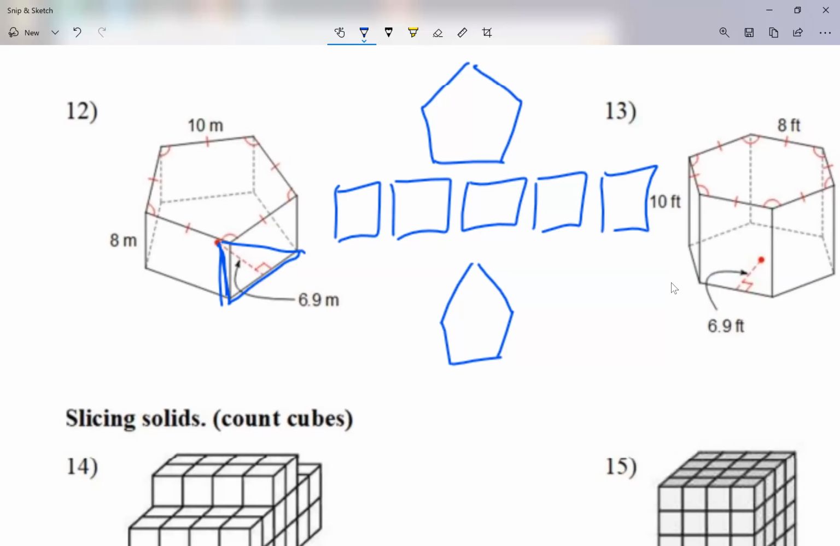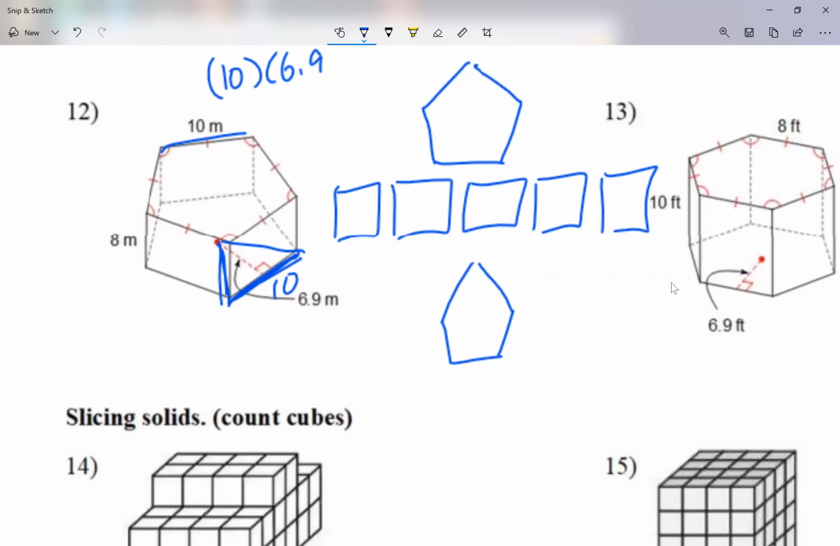I know the dotted side is 6.9, and I know this measurement outside is 10. Since we're dealing with a regular pentagon, I see one side is 10, so I know all the sides are 10. So let me get the area of that triangle. I want to go 10 times 6.9, I multiply those two numbers, and then my result, let me divide it by 2. And I happen to have 34.5.